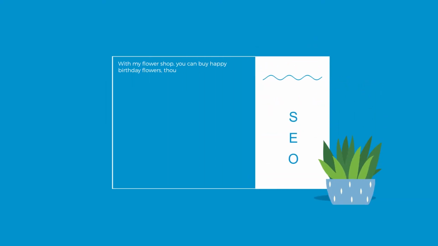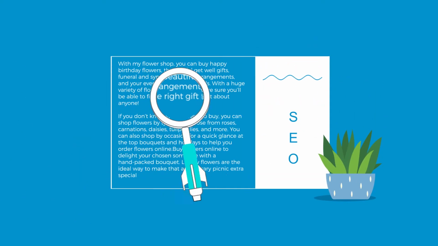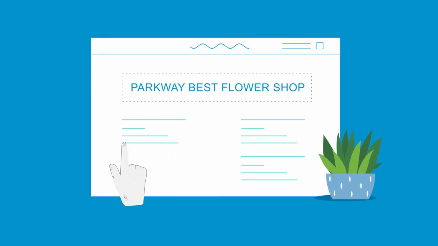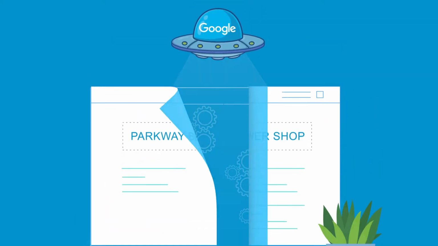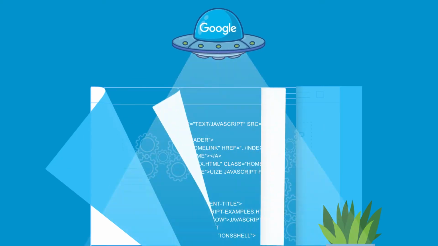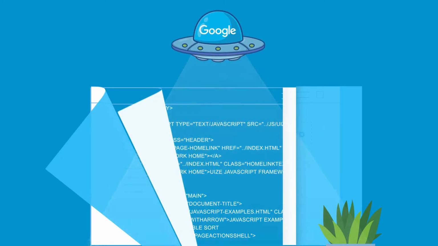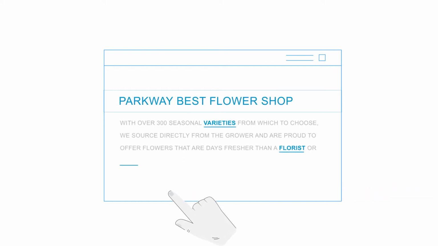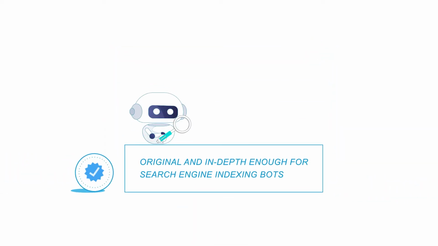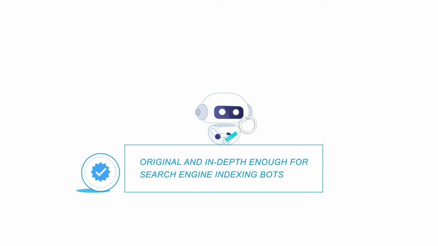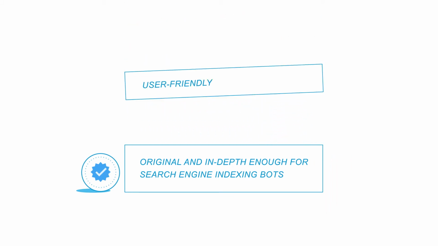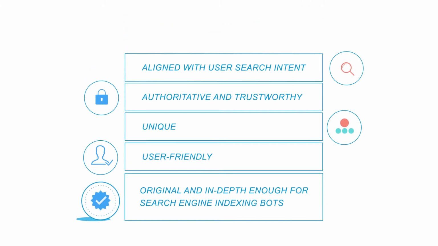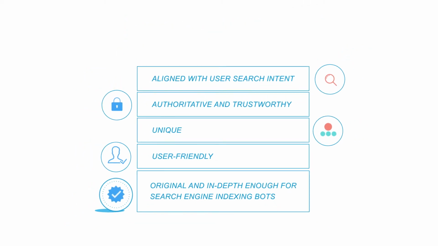When you think about SEO, you're probably thinking about keywords. While using the right keywords on your homepage is important for a good search engine ranking, Google's algorithms are now much more sophisticated, and they look at a lot more than just your keywords. On-site SEO specialists not only help make sure you are using the right keywords, but they also make sure your content is original and in-depth enough for search engine indexing bots. User-friendly, unique, authoritative and trustworthy, aligned with user search intent.